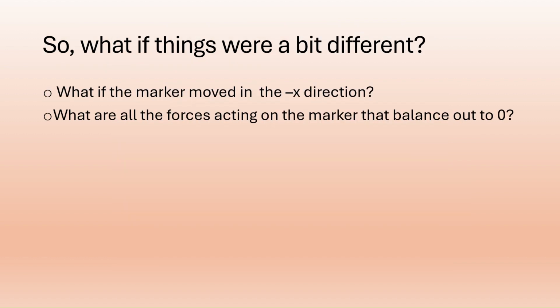So what if the marker moved in the negative x direction? If the marker moved in the negative x direction, then we would have had a negative velocity, but the speed would still be the same. And what are all the forces acting on the marker? All the forces acting on the marker are gravitational force, normal force, frictional force, and the applied force opposing the frictional force.